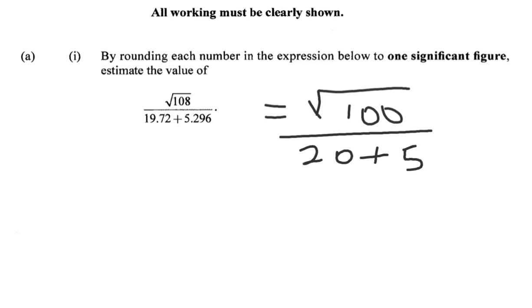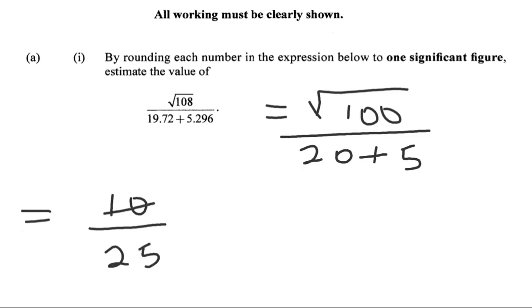5. So continuing down here, the square root of 100 is going to be 10, and that's going to be over 20 plus 5, which is 25. And we can reduce this fraction. 5 into 10 goes 2, and into 25 goes 5. So our final answer will be 2 over 5.